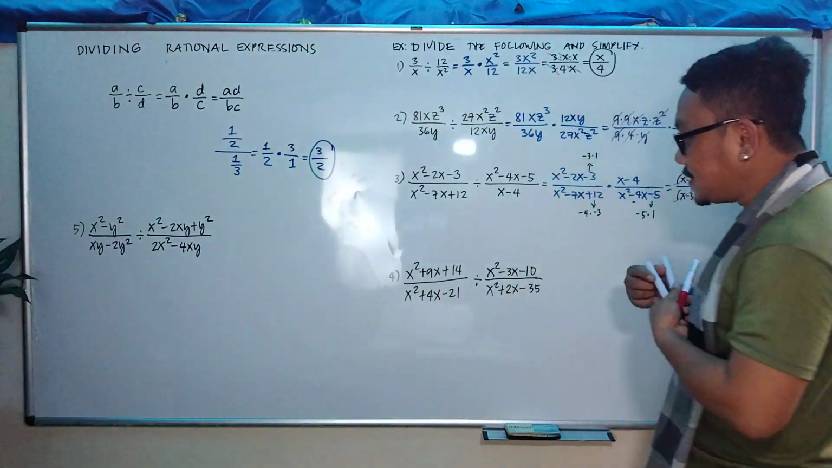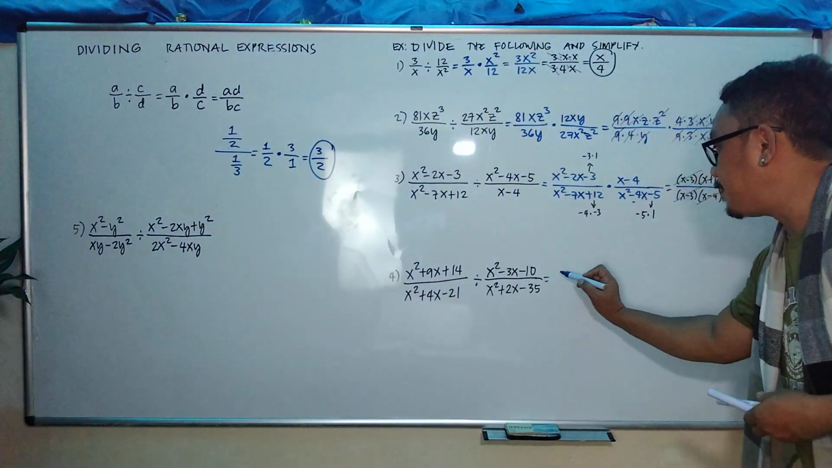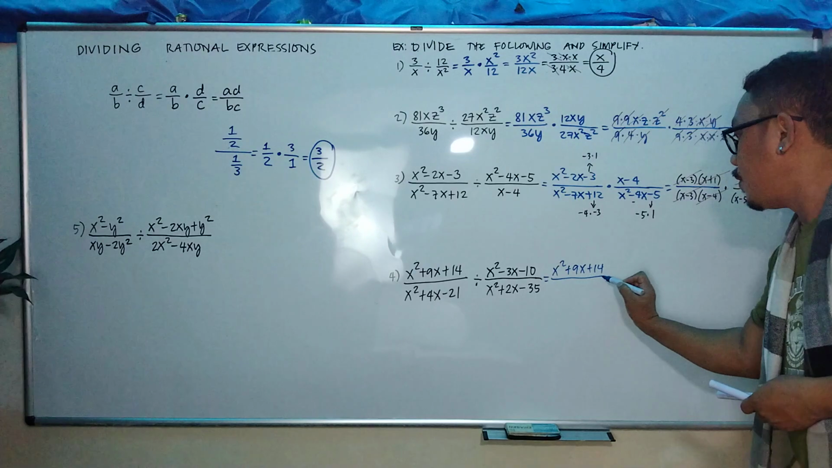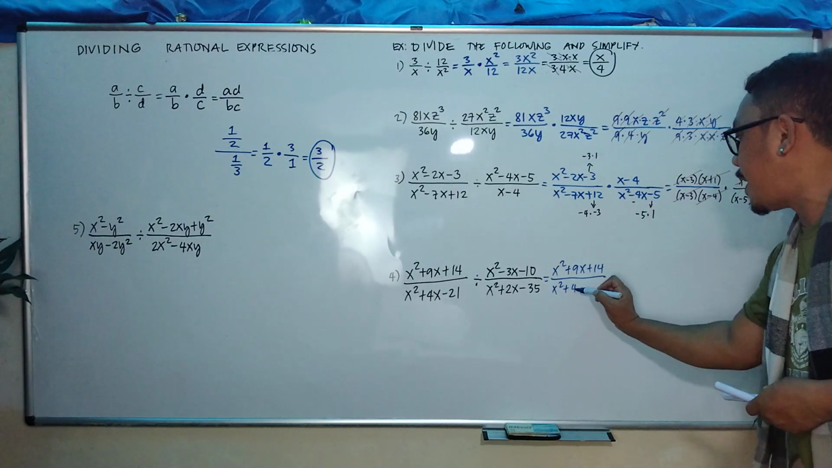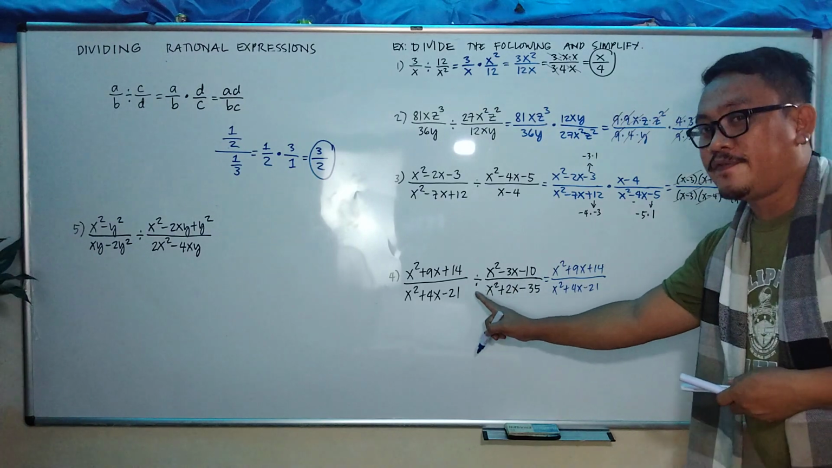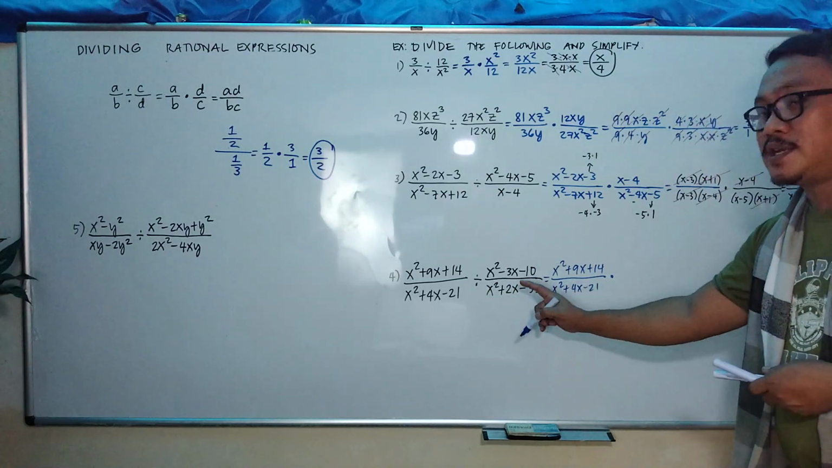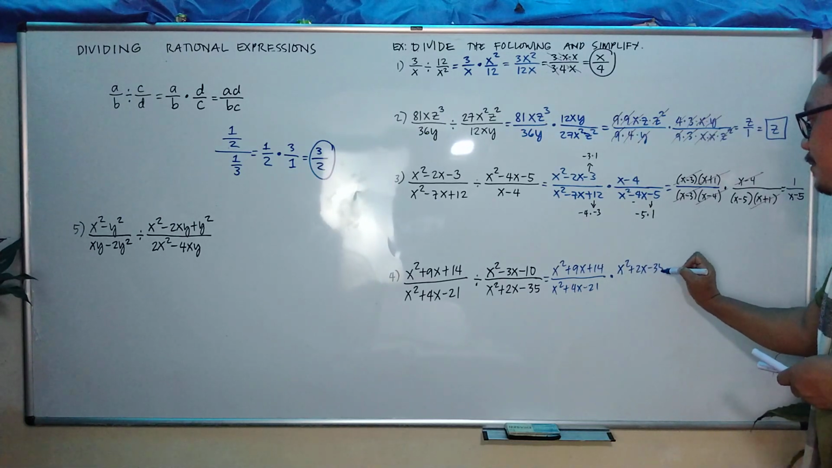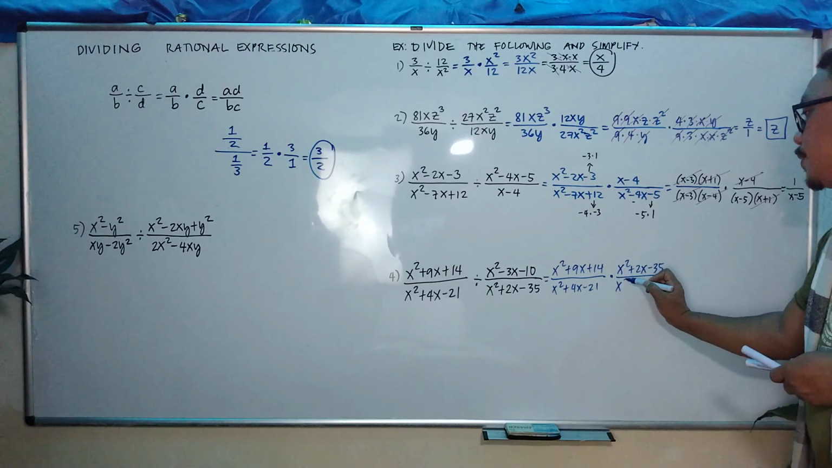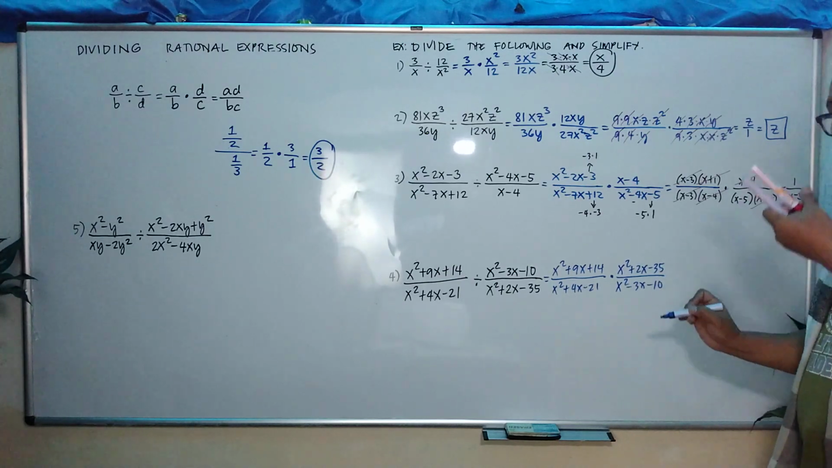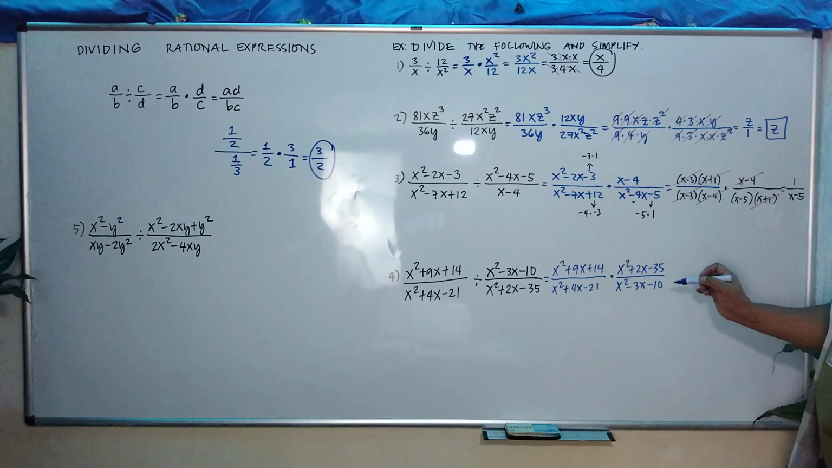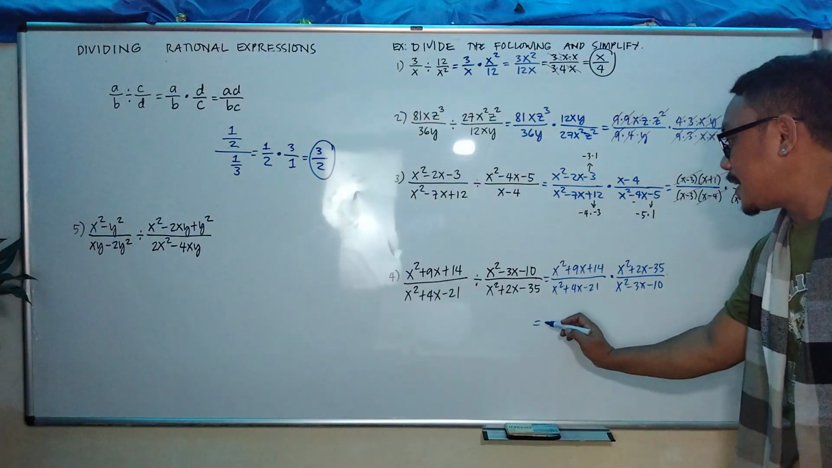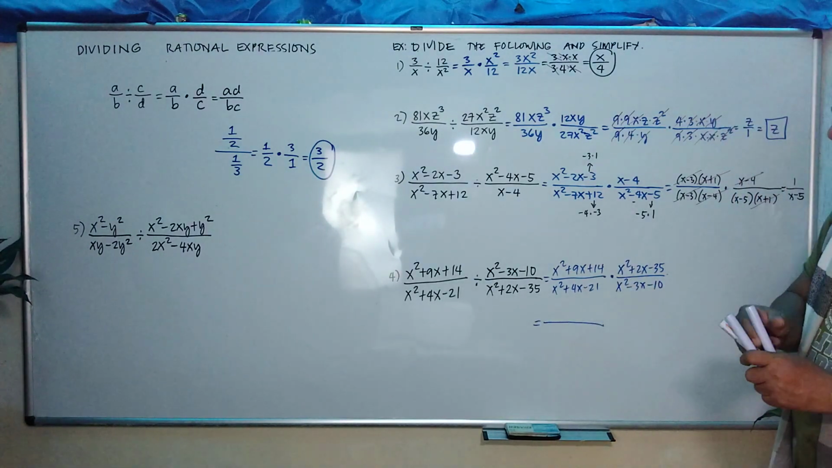So, the same process, no? We just copy x squared plus 9x plus 14 over x squared plus 4x minus 21. Then from the division, it becomes multiplication. Then the reciprocal. Sa ibabaw na din si x squared plus 2x minus 35 over x squared minus 3x minus 10. Okay? So, at this point, we need to factor, no? Tanan na to i-factor para dali ra. Okay. This is a trial and error method.